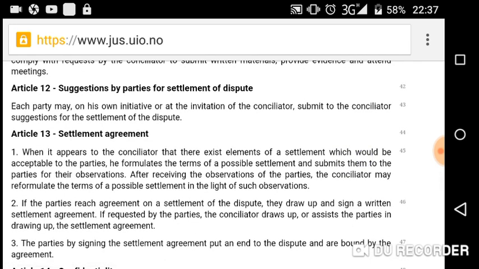Then Article 12, suggestions by parties for settlement of dispute. Each party may, on his own initiative or at the invitation of the conciliator, submit to the conciliator suggestions for the settlement of the dispute.